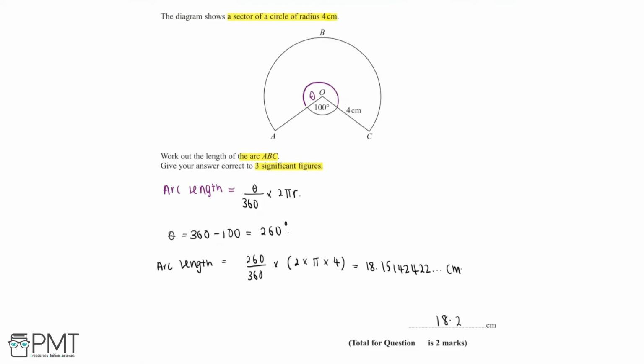Now this question is worth 2 marks. The first mark is for recognising that theta is equal to 260 degrees, and for using this value in our formula for the arc length. And the second mark is for getting a correct final answer that the arc length is equal to 18.2 centimeters to 3 significant figures, allowing us to get the full 2 marks needed in this question.